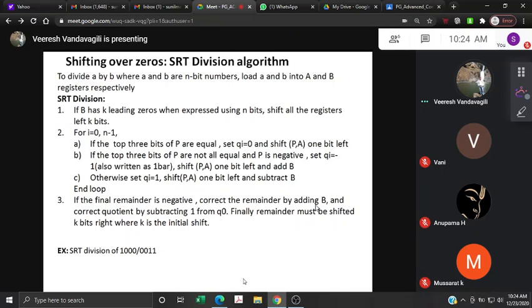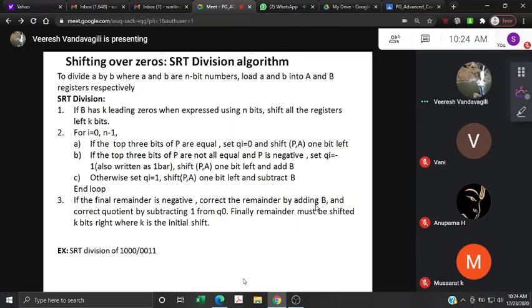In the SRT division algorithm, if B has k leading zeros at the most significant bits when expressed using n bits, shift all the registers left by k bits.